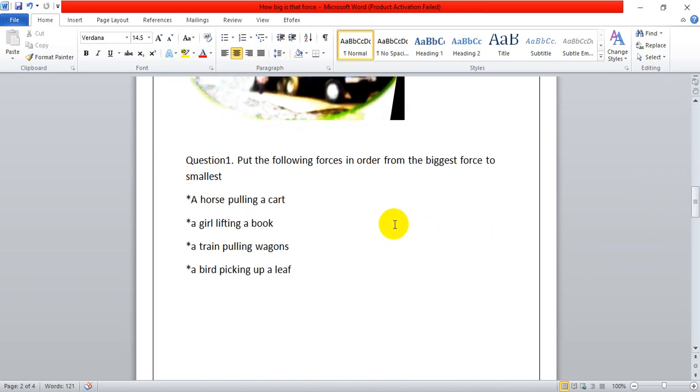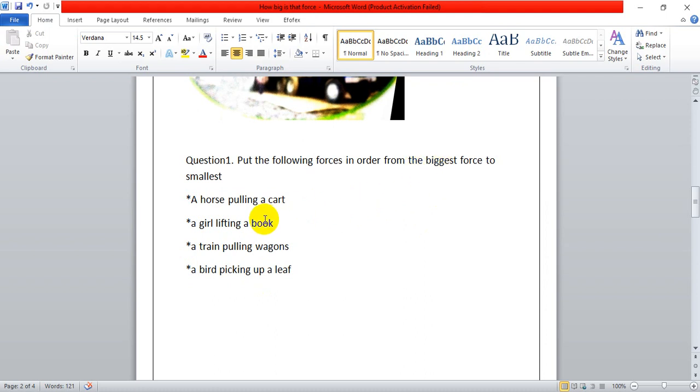Now, this is the question from your textbook, page number 63. Put the following forces in order from the biggest force to smallest. Four forces are given. See, a horse pulling a cart, a girl lifting a book, a train pulling wagons, a bird picking up a leaf. You have to arrange them in order. You have to write the biggest force first.